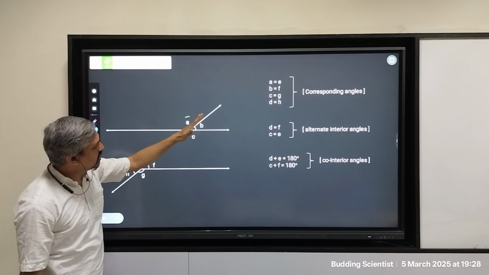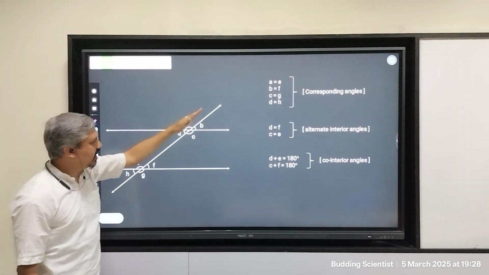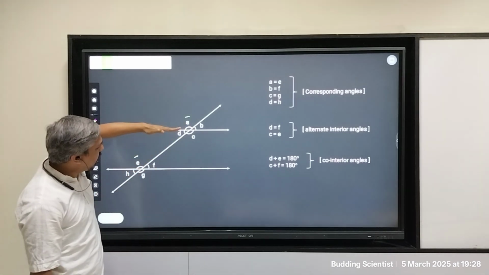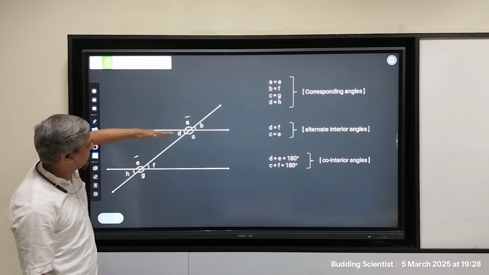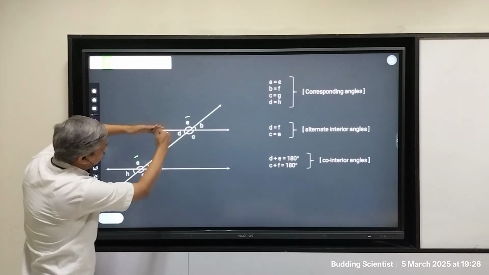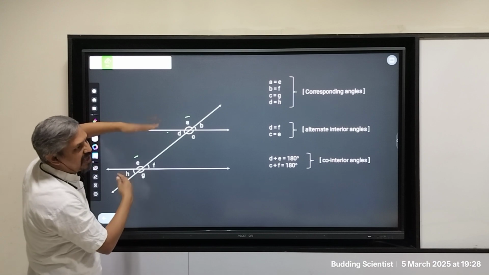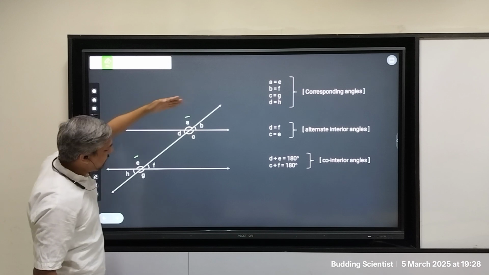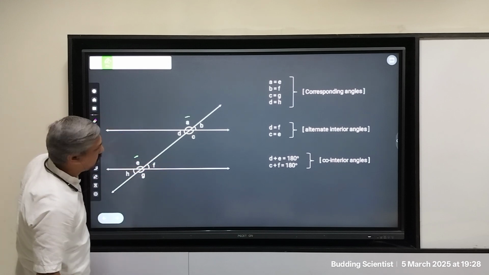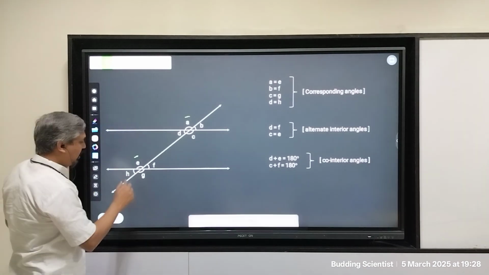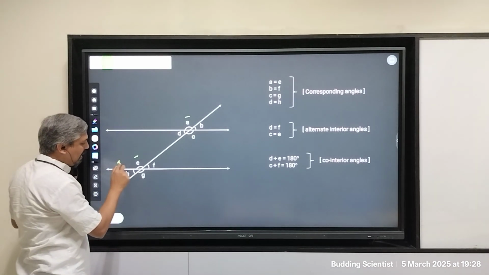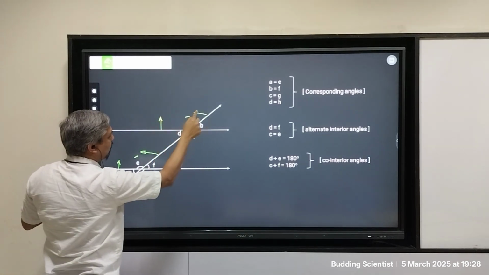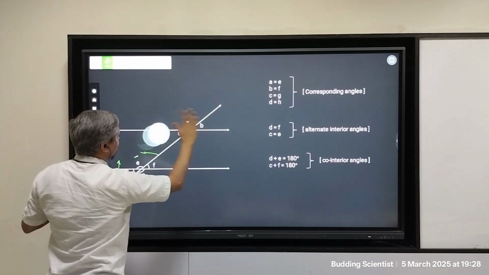The angles which are on the same side of the intersecting line, the transversal, and both the angles must be on the same side of the parallel lines as well. Same side as in not like one is above and the other is below. If one angle is above the parallel line, the other angle must also be above the parallel line. If this angle is above the parallel line and left of the transversal, this angle is also above the parallel line, left of the transversal. This is what we call corresponding angles.